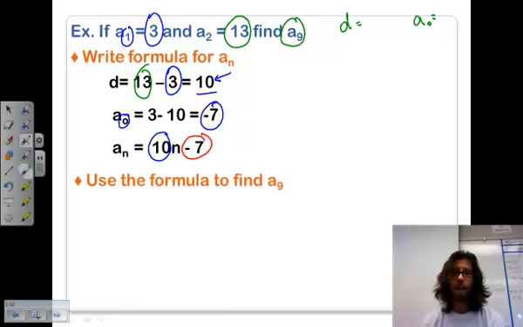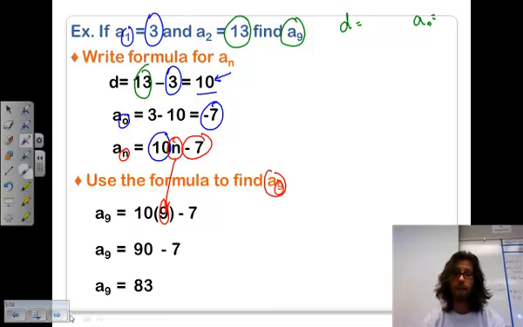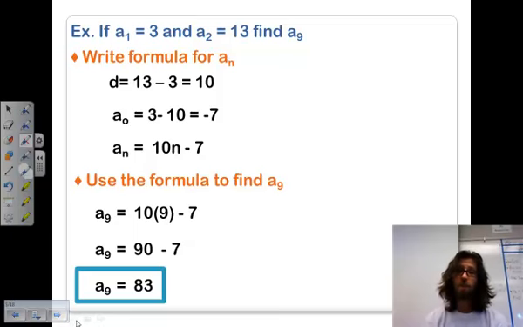Well, once we have that formula, we can find any term we want. So if we want to find a sub 9, we're replacing n with 9, so we just do that in our formula. You can see here that instead of an n, I've just replaced it with a 9. Multiply it out, and we find that a sub 9 is simply equal to 83. So as you can see, this is pretty powerful. Once you have a formula, you can find any term you want. And again, this has implications in programming and different types of software development, among other things.